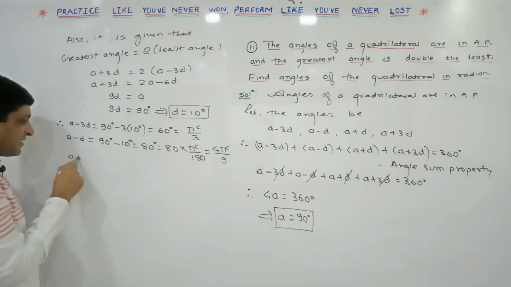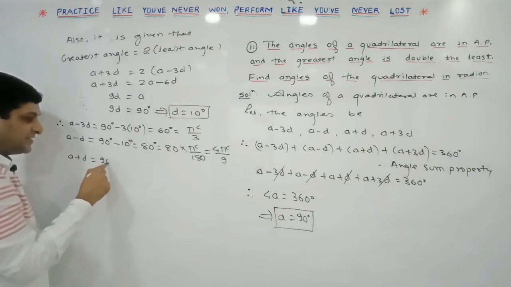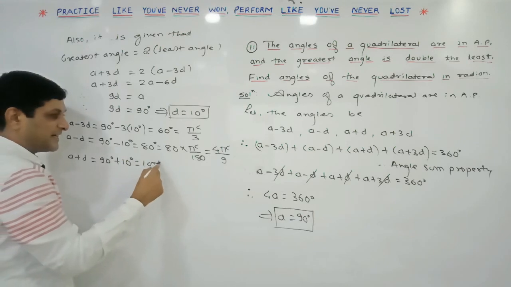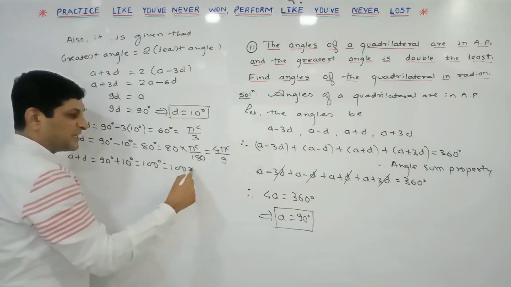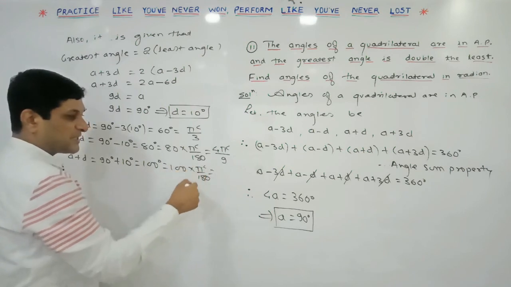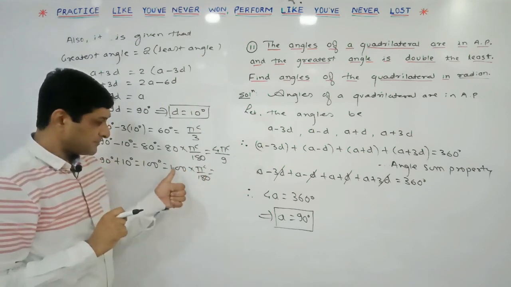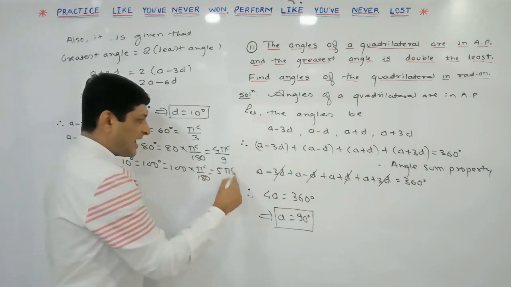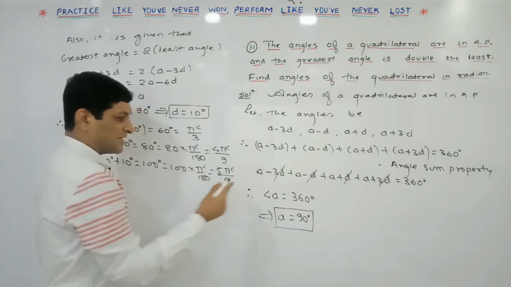The third angle is A plus D. A is 90 plus D, D is 10 degrees, which is equal to 100 degrees. So convert this degree measure into radian, multiply by pi by 180. Both the numbers are divisible by 20, so 5 fives are 25 and 9 twos are 18, that is 5 pi by 9.